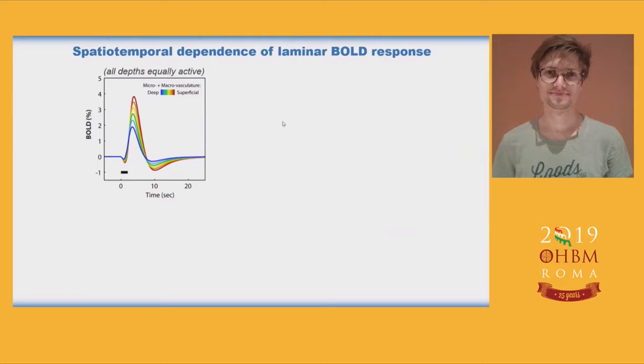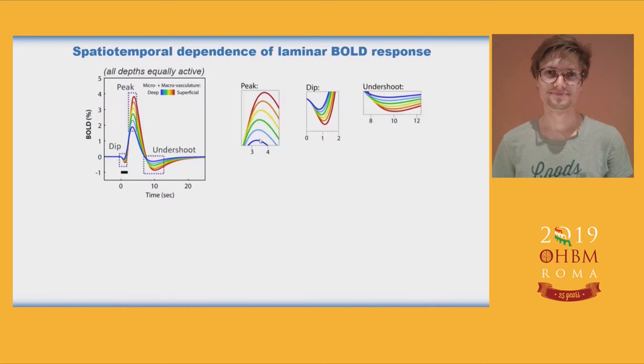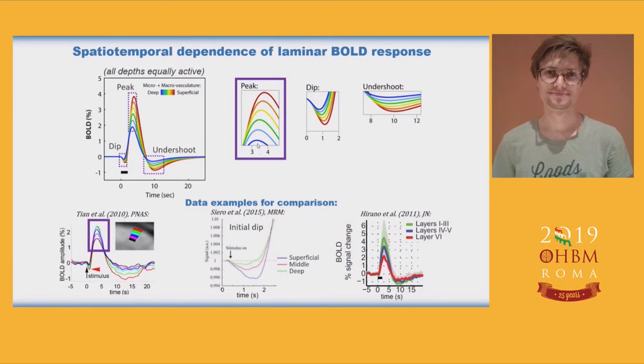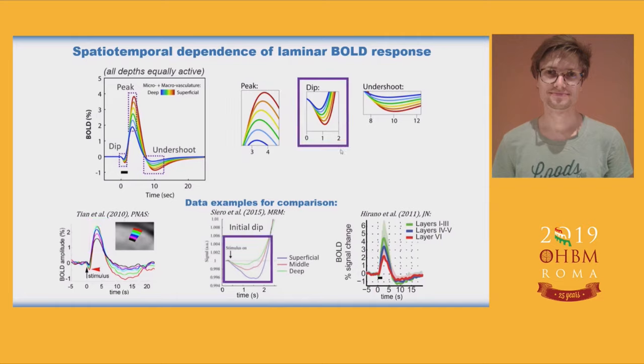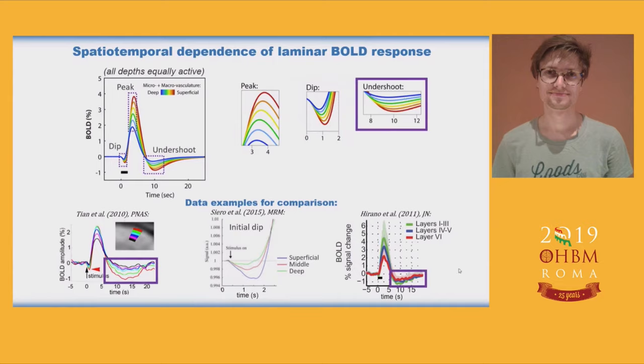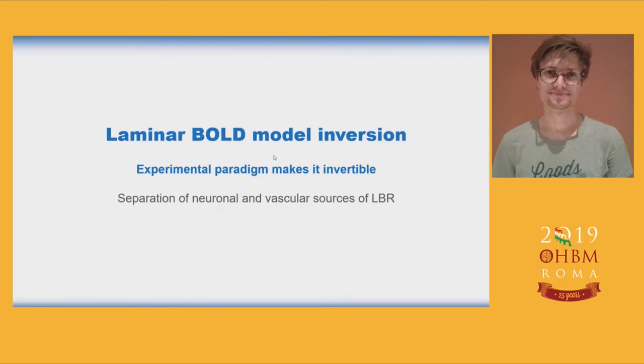Here is a demonstration of the spatial temporal dependence of the laminar BOLD response. If we consider that there is equal activity across depth, then we can simulate some basic hemodynamic response features that are commonly observed in experimental data. For example, the amplitude of the peak is increasing towards the surface, and there is also a small delay towards the surface. The size of the initial dip is also increasing towards the surface, and similarly this applies to the post-stimulus undershoot.